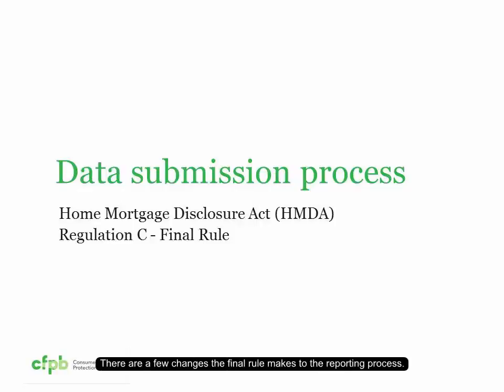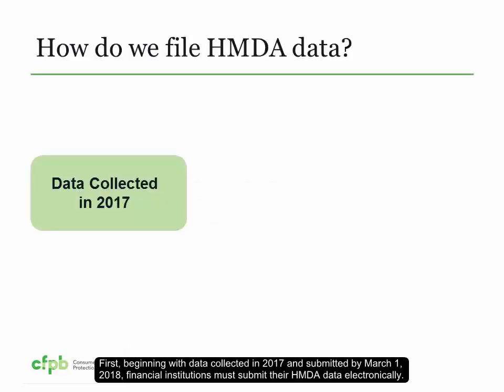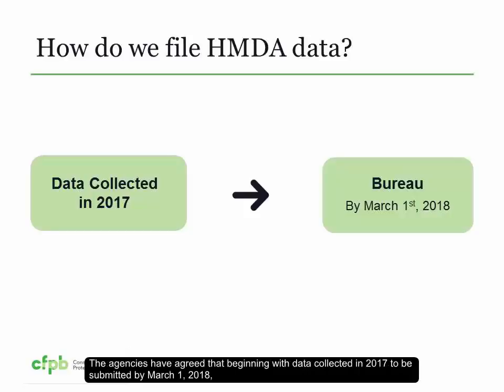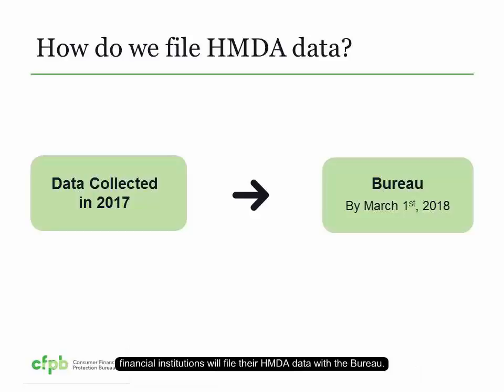Moving on. There are a few changes the final rule makes to the reporting process. First, beginning with data collected in 2017 and submitted by March 1, 2018, financial institutions must submit their HMDA data electronically. The final rule retains the requirement that the financial institution must submit its data to the appropriate federal agency by March 1st following the calendar year for which it collected the data. The agencies have agreed that beginning with data collected in 2017 to be submitted by March 1st, 2018, financial institutions will file their HMDA data with the Bureau.